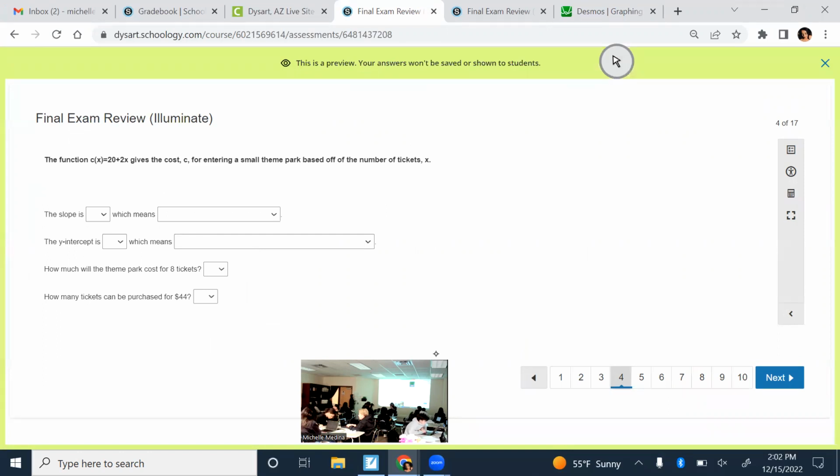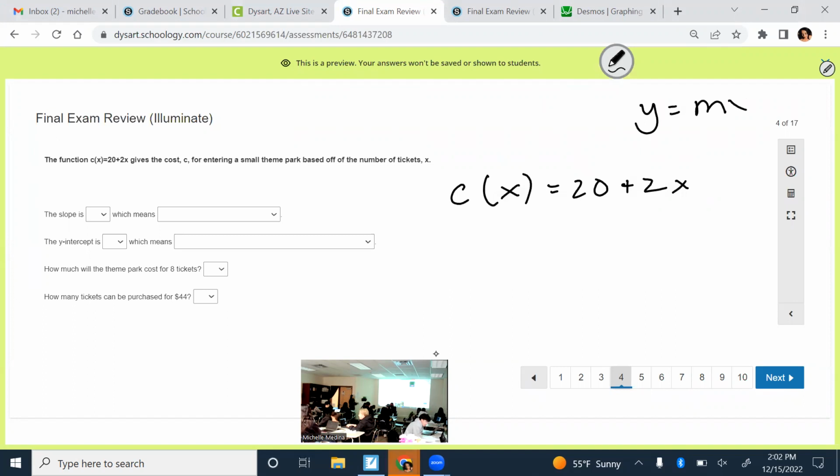But 20 plus 2x gives the cost C for entering a small theme park based off of the number of tickets x. The slope is what? I'll write it bigger in case you don't have it up right now. 2. And how do you know it's 2? Because if you write it as y equals, the slope goes before the x. So in y equals mx plus b, that slope intercept form, the slope is m, and it's always in front of the x. So even though they wrote the 20 first, is that in front of the x? No. So that's not the slope. What is it? The 20.